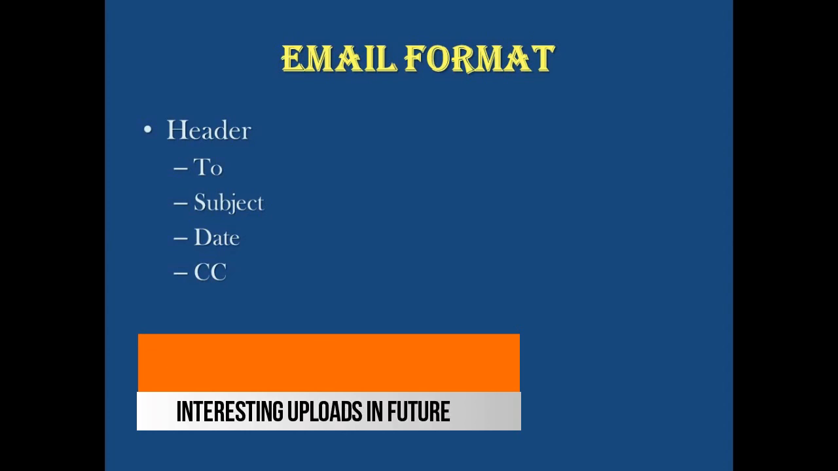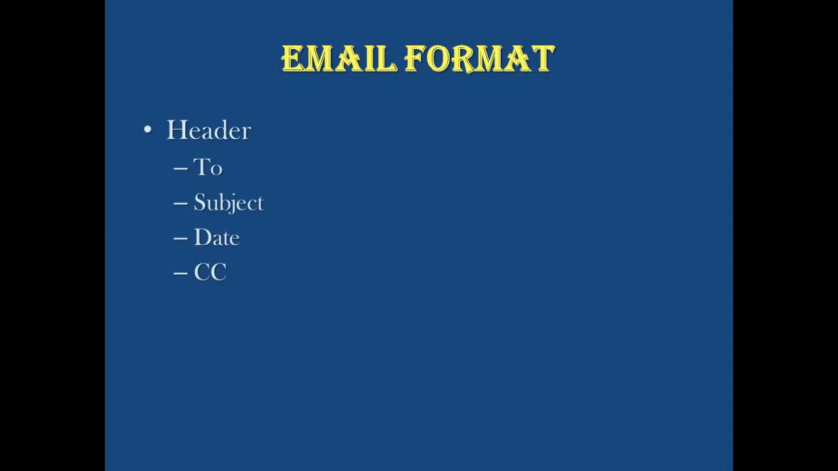Suppose I am sending mail to all of you, and if I write your email addresses in CC, all of you will know to whom the mail has been sent. But if I do the same in BCC, that is blind carbon copy, and write all of your addresses, you will not know to whom else I have sent the mail.